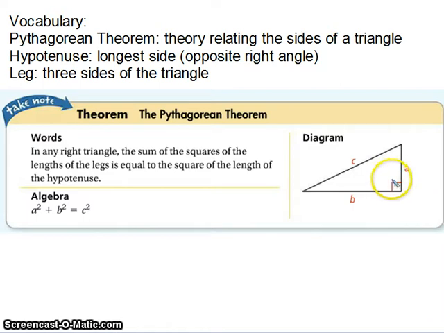So the easiest way to remember is the right angle points at the hypotenuse. Okay? The other two are the legs. It doesn't matter which one you pick is A and B. Okay, so let's get into it.